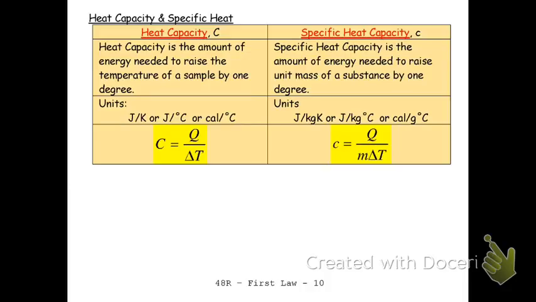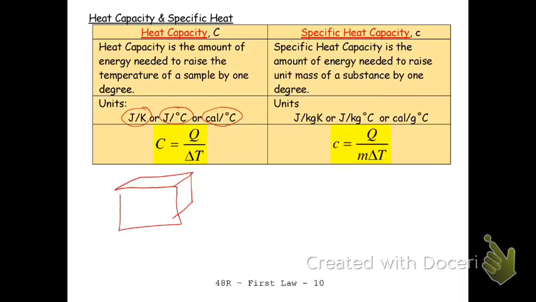Heat capacity. If I have an object, heat capacity is the amount of energy needed to raise the temperature of this sample by 1 degree. So I could have joules per degree Kelvin, joules per degree C, or calories per degree C. You'll see them all kicking around. And basically the heat capacity is equal to the heat divided by the temperature change. How much heat you need to put in divided by the temperature change.